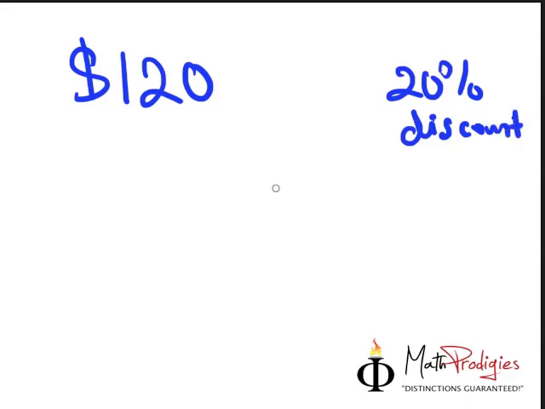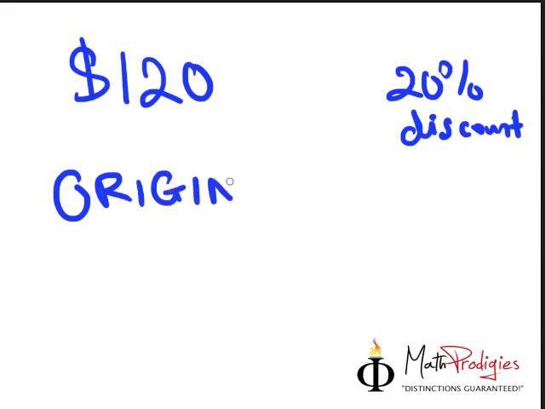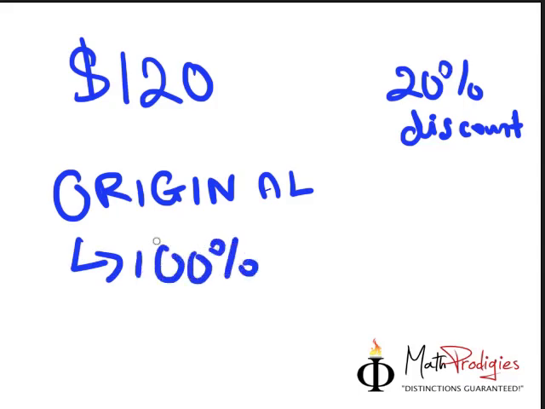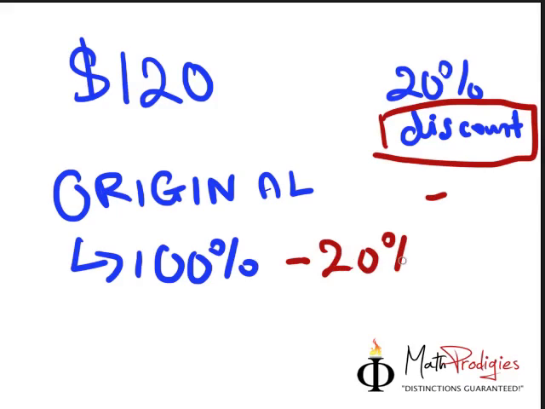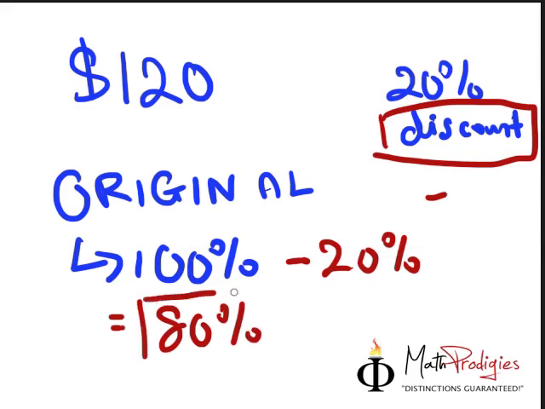Now, here's another thing that you must understand. Original price is always considered 100%. Now, discount means minus, correct? So 100% minus 20%, which is the discount, is going to be the price after discount. So that gives me 80%. 80% is the price after discount.